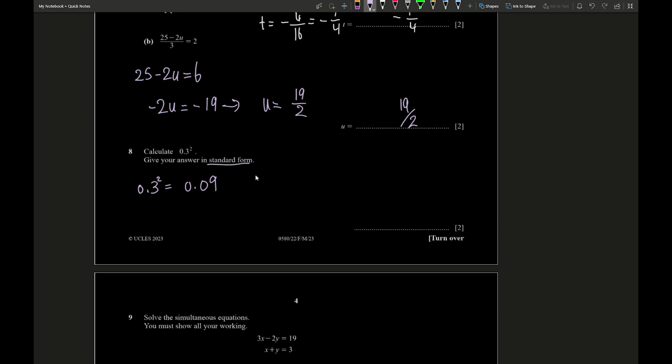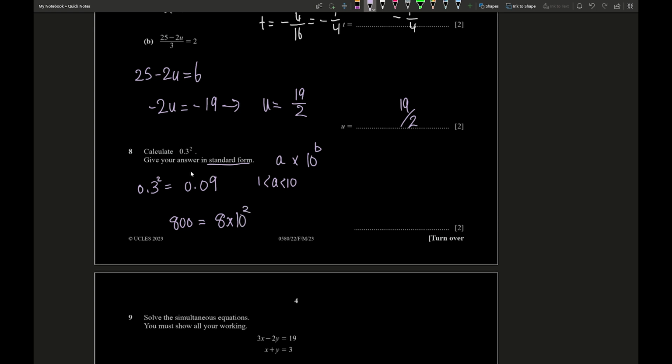Well, standard form is a way of writing large or very small numbers in the form a times 10 raised to the power of b, where a is greater than or equal to 1 and less than 10, and b is an integer. For example, we have a very large number such as 800, and we want to write that down in standard form. How can we do that? Well, 800 is equal to, in standard form, 8 multiplied by 10 raised to the power of 2. These two are the same thing.